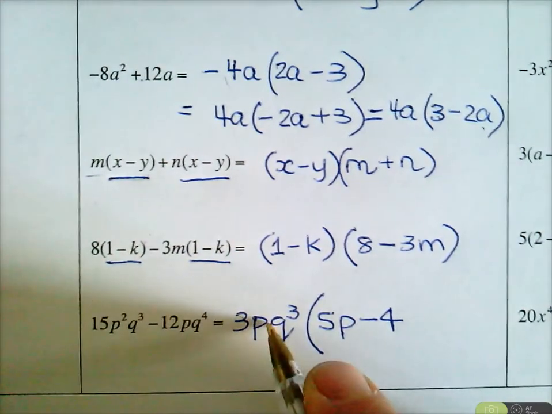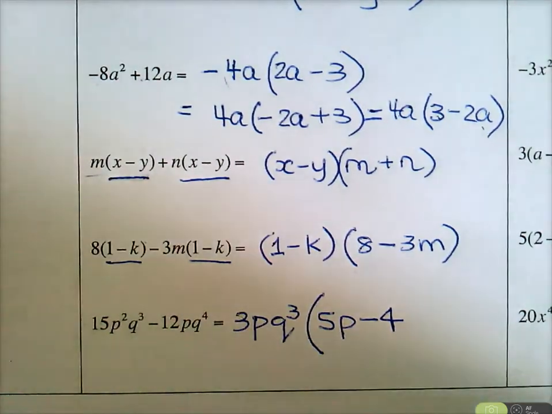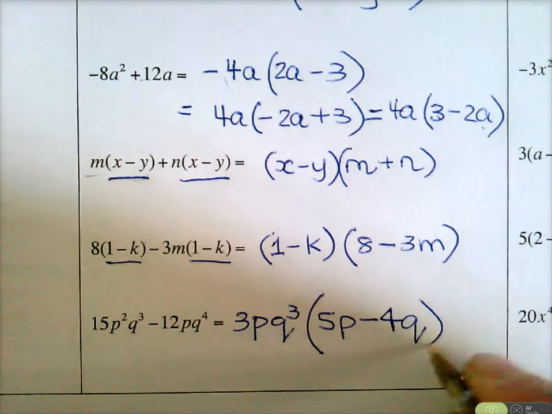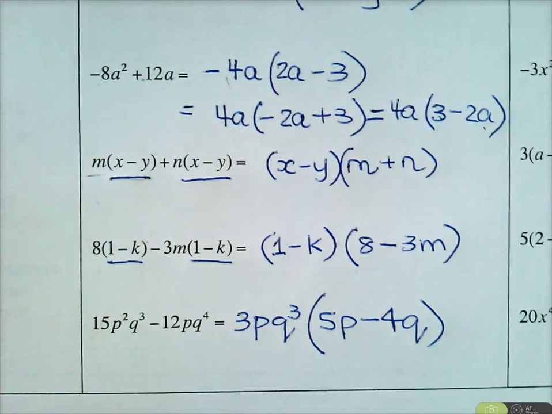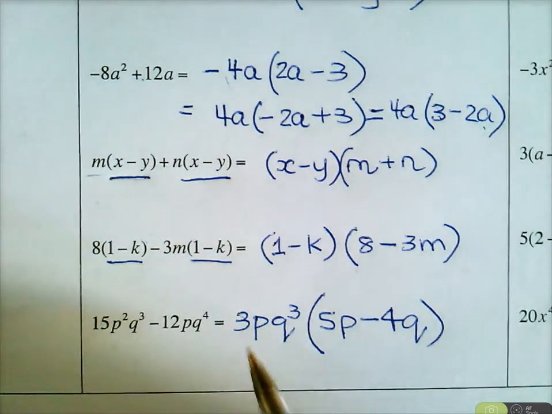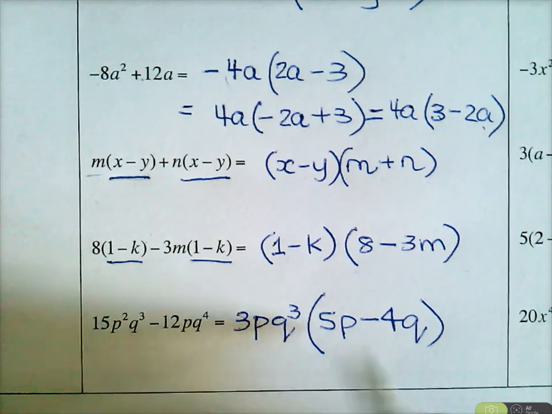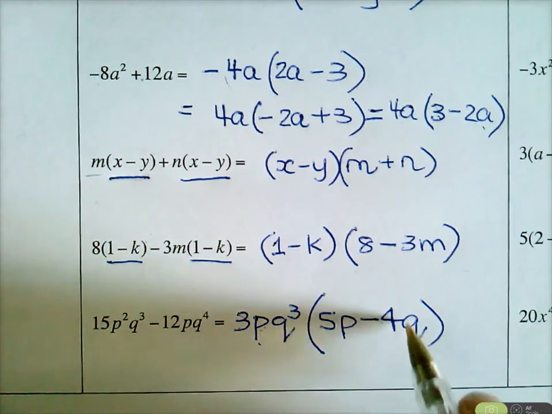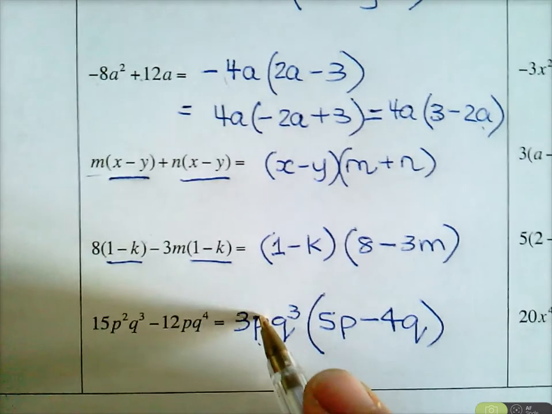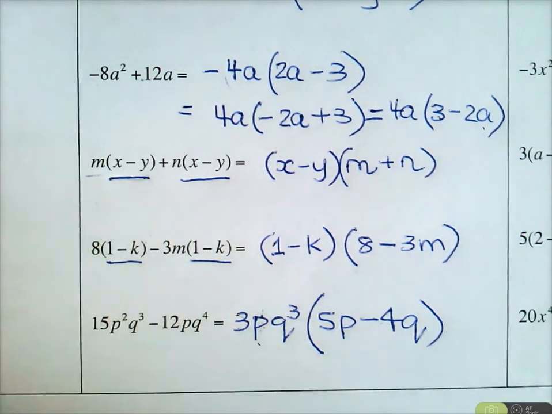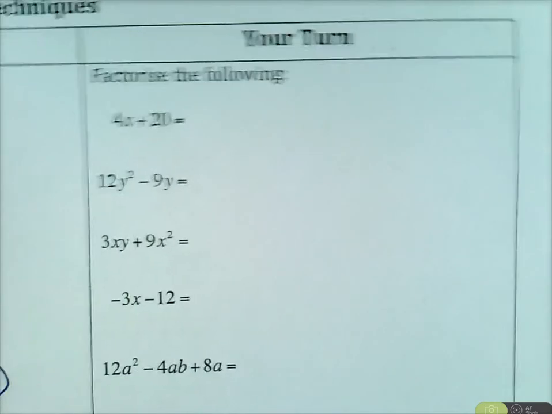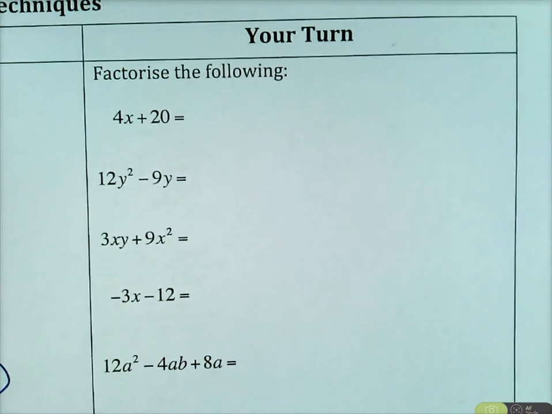Are the P's already done? What am I missing? A Q. Girls, let's have a look. 15p squared q cubed minus 12p q to the power of 4. Girls, it's that times that, that times that. Okay, can you please do the other side? I'll give you a few minutes and we'll restart the video.